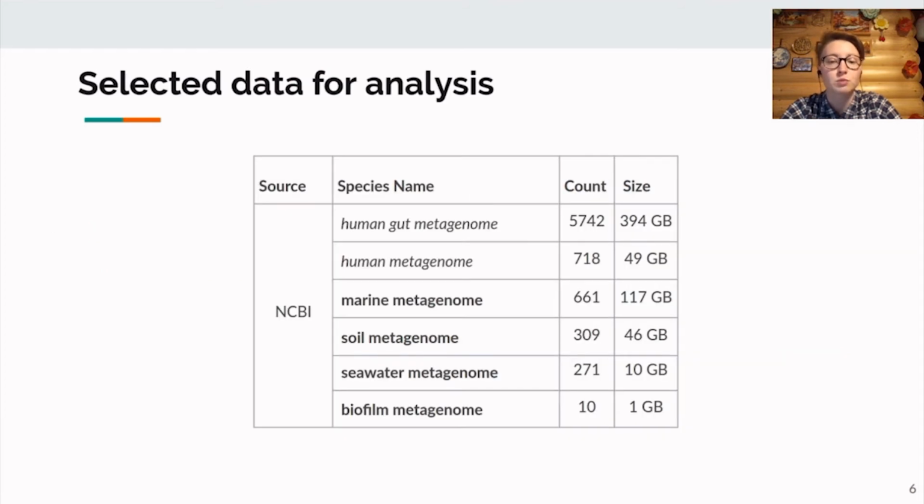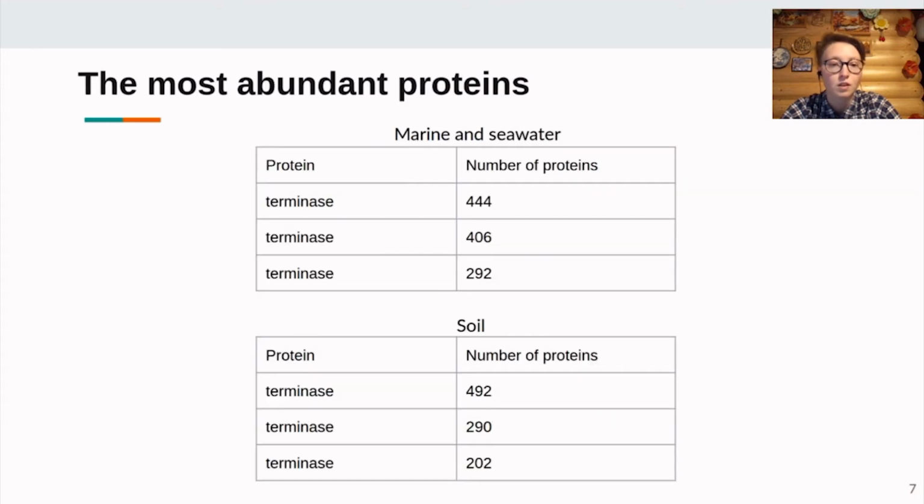Analysis of available metagenomes from the NCBI database reveals that the largest part of metagenomes belongs to human. These metagenomes are known to be quite well studied, so we decided to focus on marine, seawater, soil, and biofilm habitats. During the analysis, we were faced with an incredible amount of data, more than 170 gigabytes, which takes a lot of processing time when using existing approaches. We found hundreds of structural viral genes from different protein groups. The most abundant were terminase genes, both for marine, seawater and soil habitats.